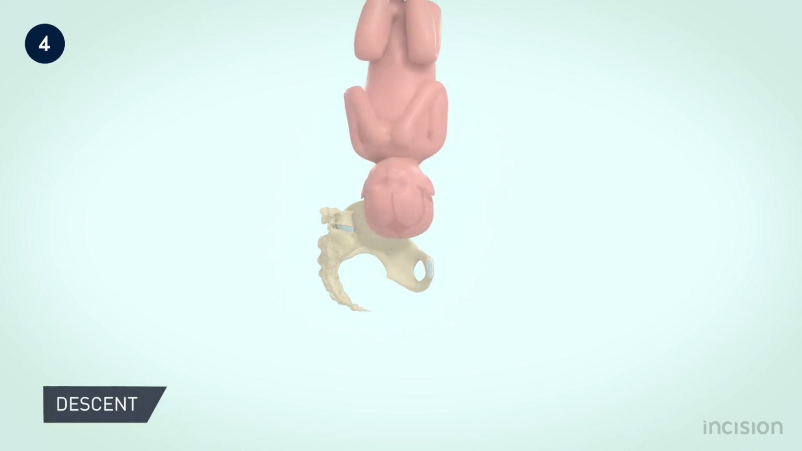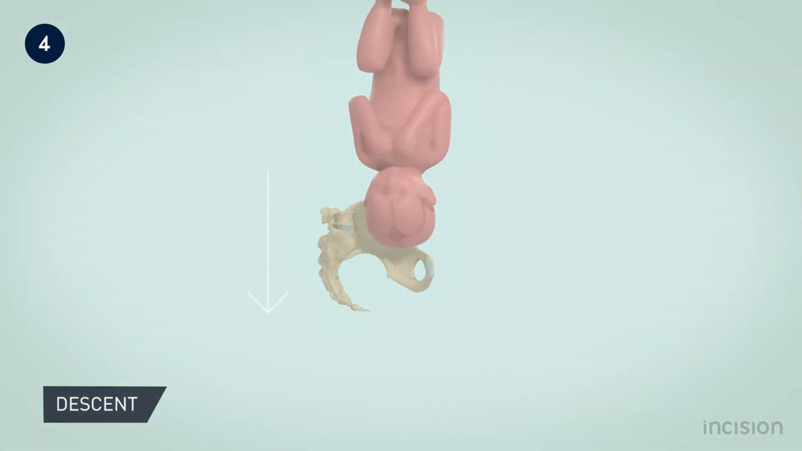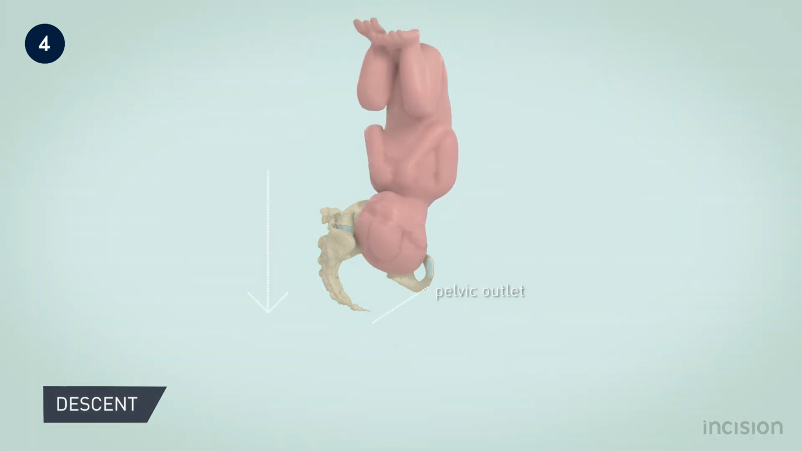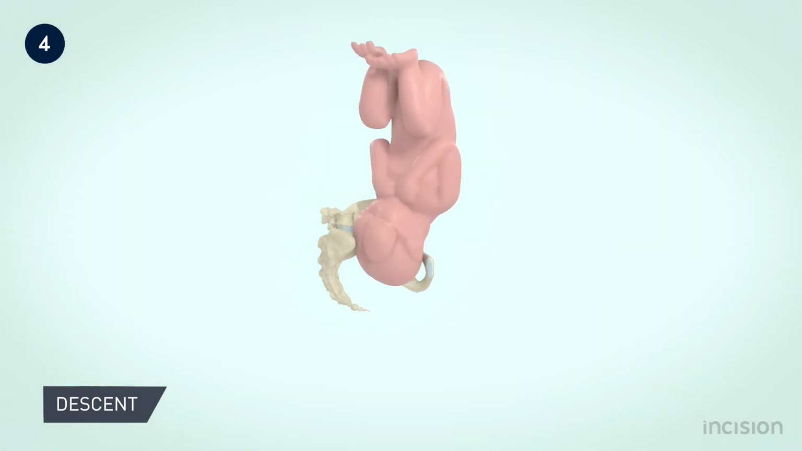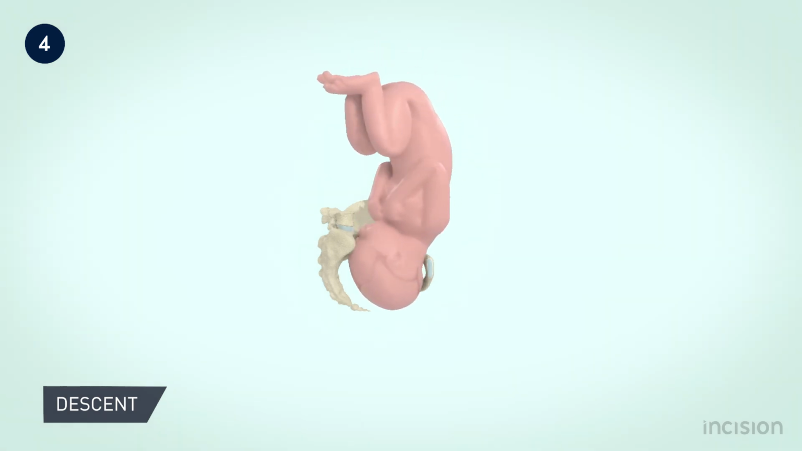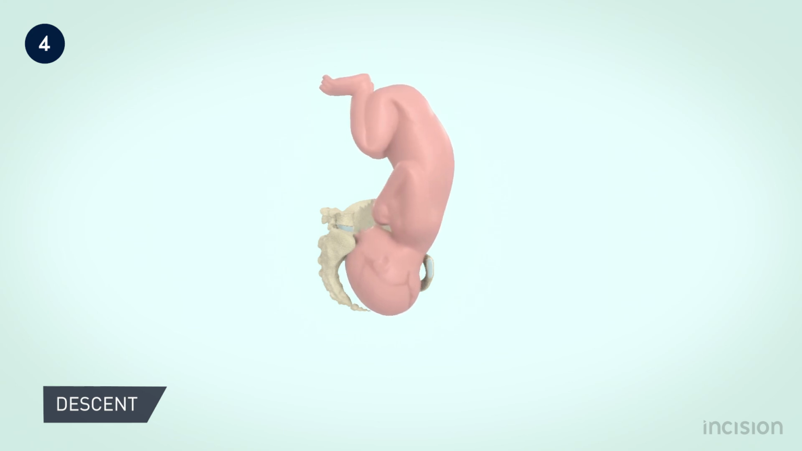Descent. Descent is downwards movement of the head in the direction of the pelvic outlet. This occurs simultaneously with engagement. For a more detailed elaboration on this, refer to the course Planes of Hodge and Fetal Stations.